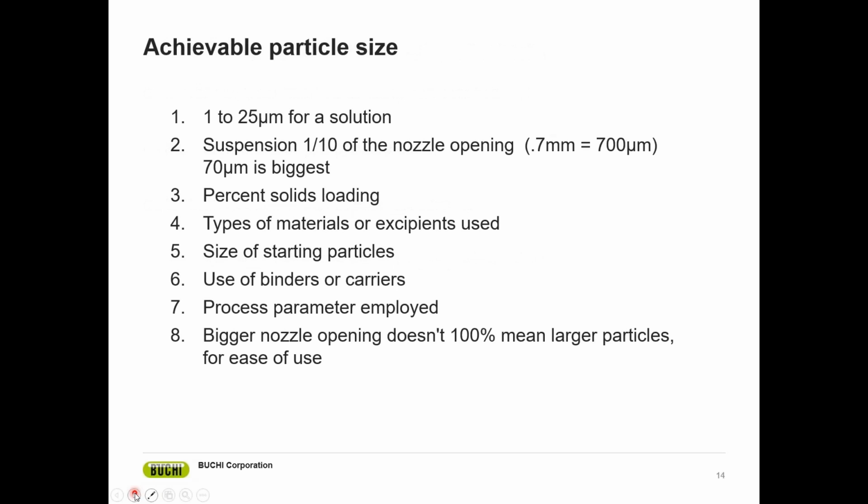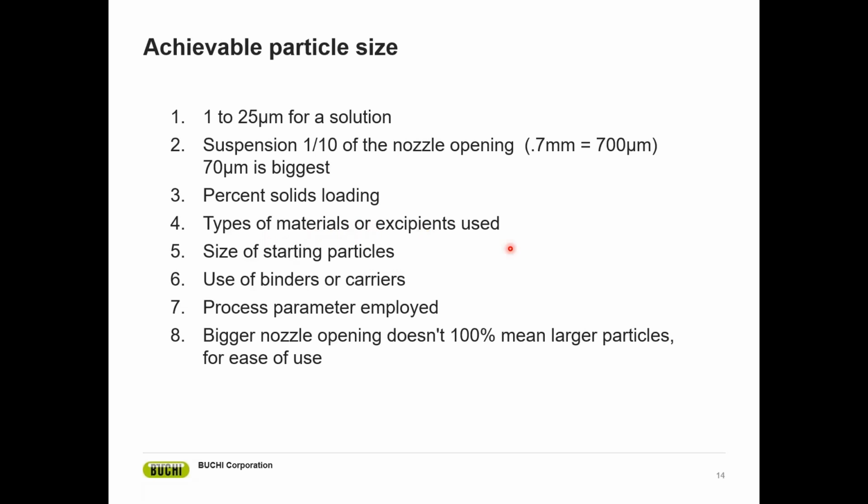So we always get asked, what is the achievable particle size? So we say, at least on the B290, from a true solution, I am able to create particles in that 1 to 25 micron range. If I have a suspension, meaning I have a primary particle, it's a matter of particles being able to fit through the nozzle. Our standard nozzle is 0.7 millimeters or 700 microns. So we say about 1/10 of the size will fit through there. So about 70 microns would be the biggest primary particle.